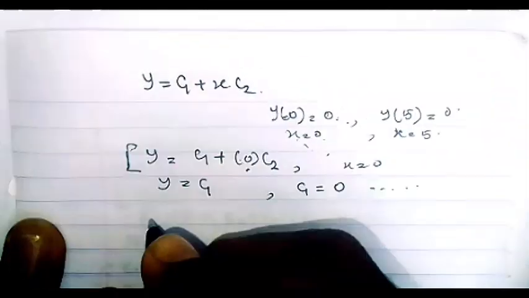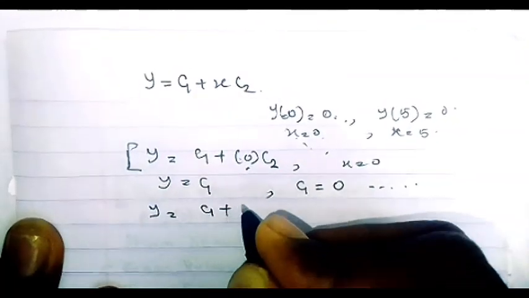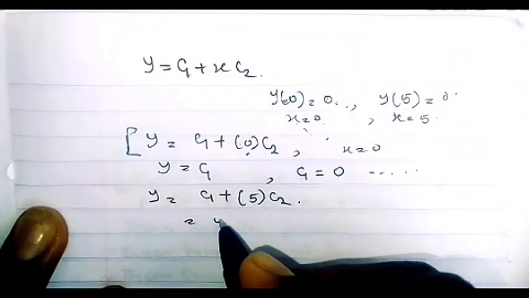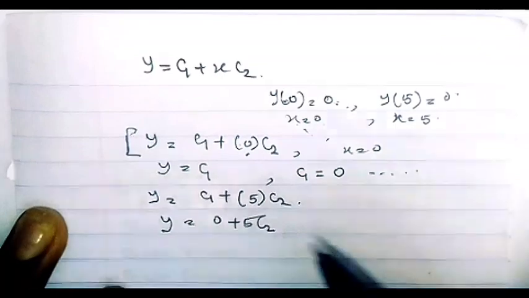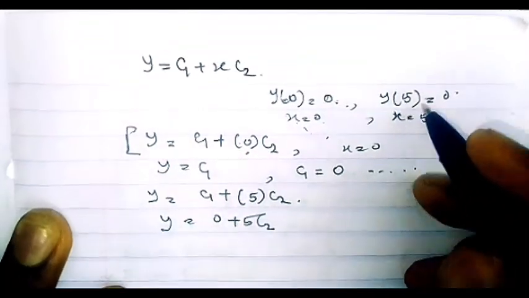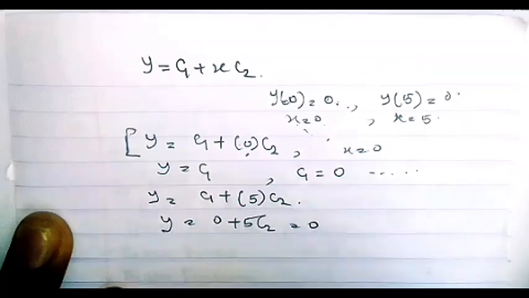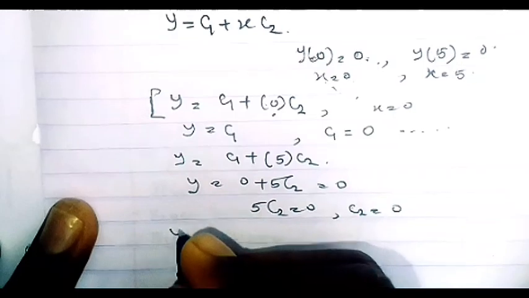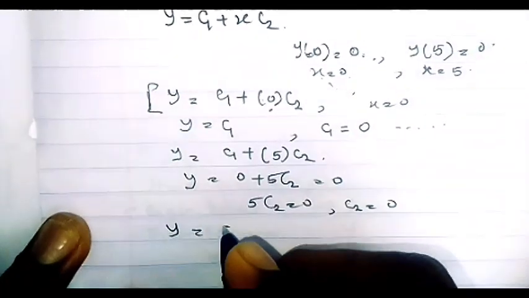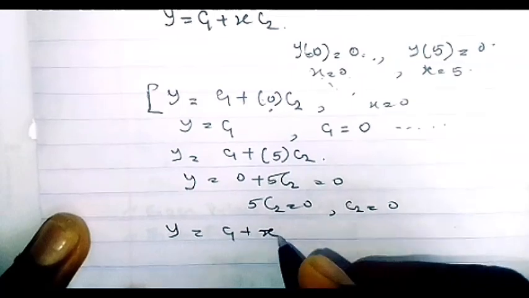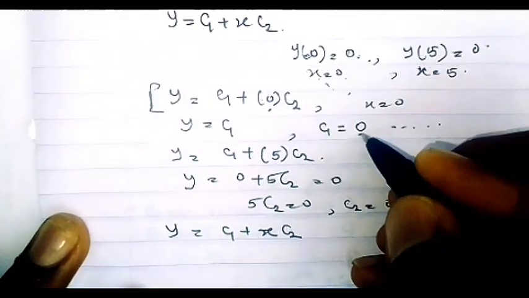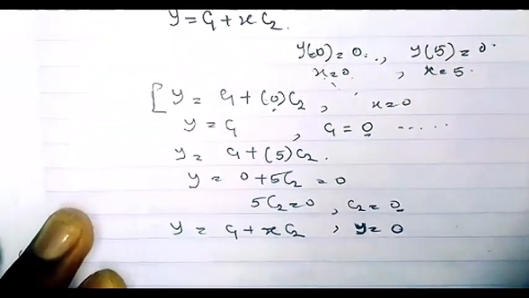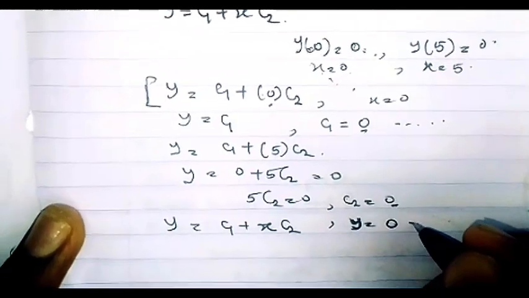Now you try the second boundary condition, which says when x is equal to 5, right? Since c1 is 0, we're having 0 plus 5 c2. And since y of 5 is also equal to 0, that means all this is also equal to 0. So we're having 5 c2 is equal to 0, which means c2 is also equal to 0. If I go back to the equation y, which is c1 plus x c2, and put my values of c1 and c2, y is equal to 0. Since y is equal to 0, like you can remember, this is a trivial solution.